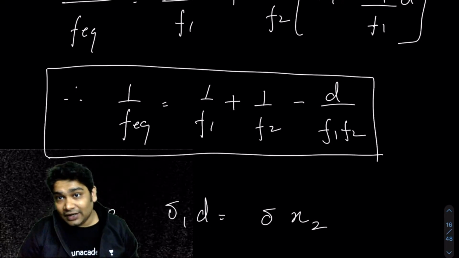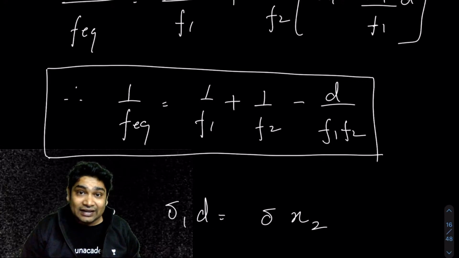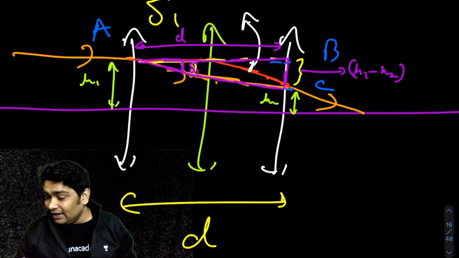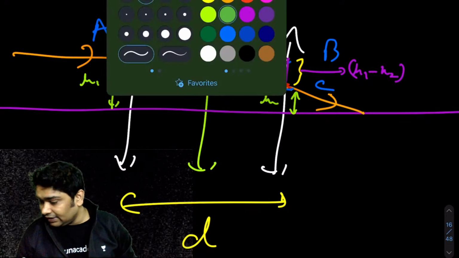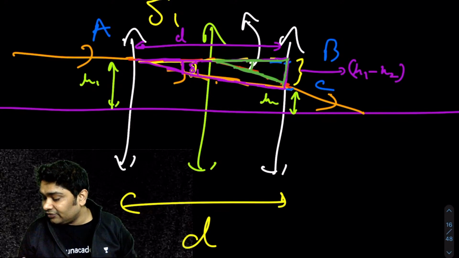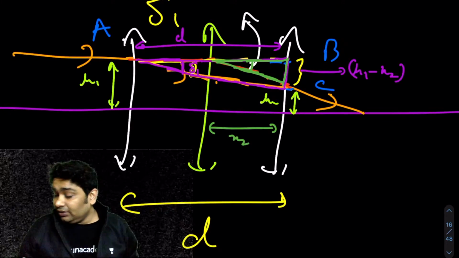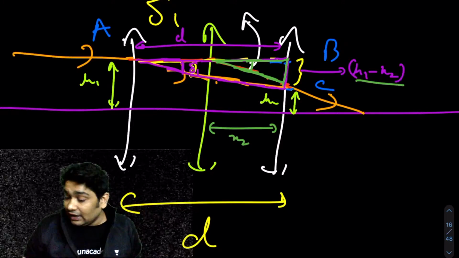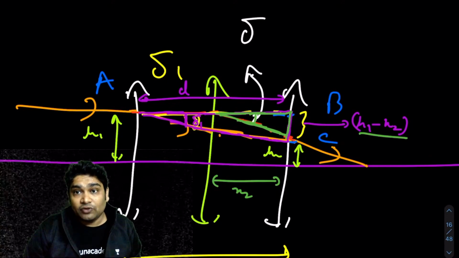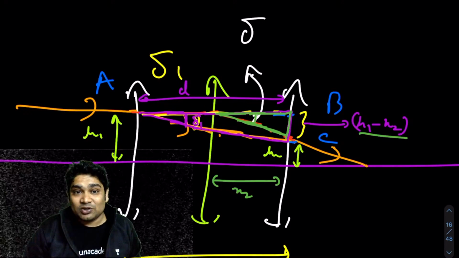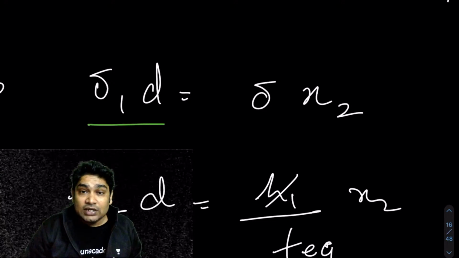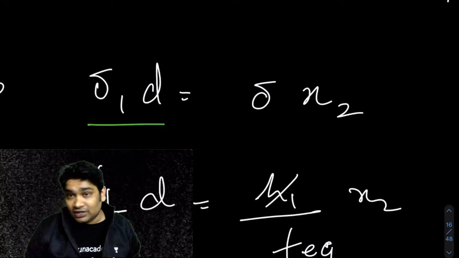I hope everybody followed. Again, if you have any doubt, you can let me know. Finally, the next thing that I wanted to find was the position of the equivalent lens. So for that, I looked at this figure again, and now I focused on another triangle. In this triangle, if this distance was x2, and this was definitely H1 minus H2, and this angle was delta, then tan of delta equals H1 minus H2 over x2. So from here, using the small angle approximation, H1 minus H2 equals delta times x2. That is, delta 1 times D, which is essentially H1 minus H2, is equal to delta times x2.